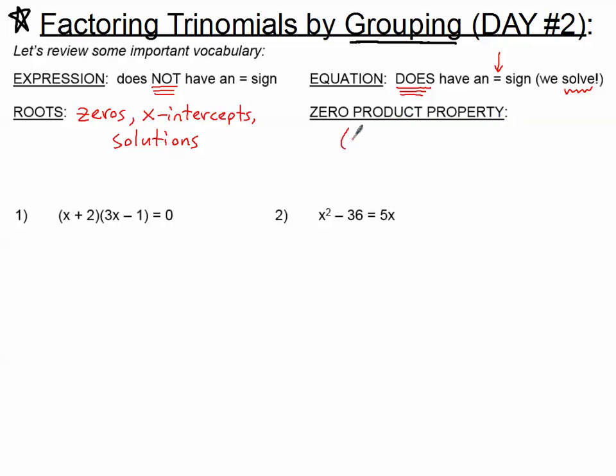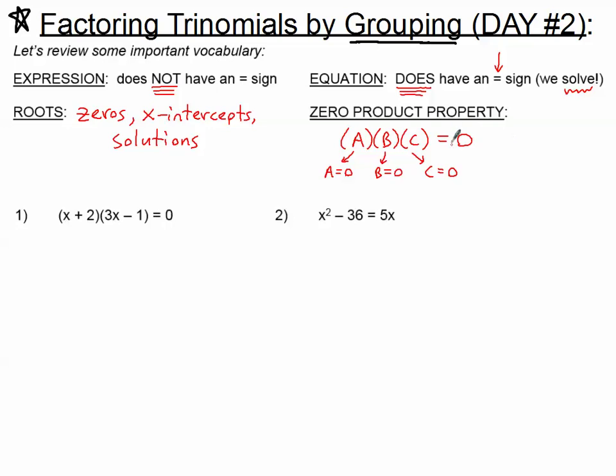The zero product property says that if I have two or more factors all multiplied together that equal 0, then each one of them could be equal to 0. So A could be equal to 0, or B could be equal to 0, or C could be equal to 0, or all of them. If you have numbers multiplied together that give 0, then one of them has to be 0.